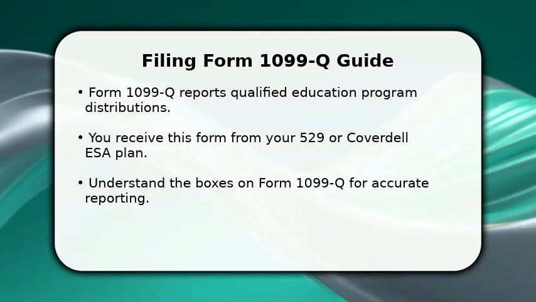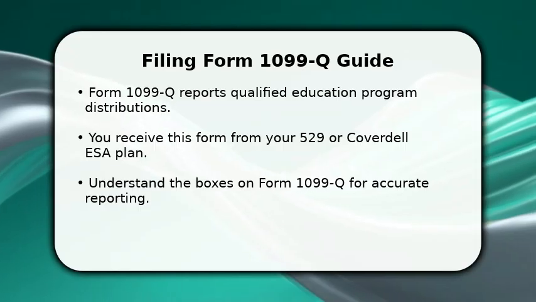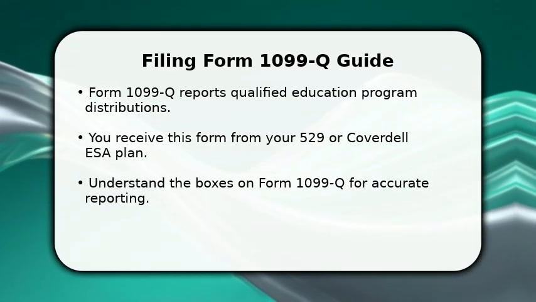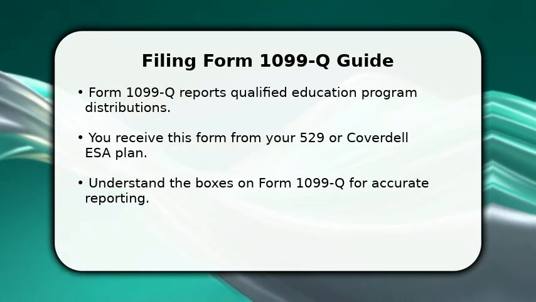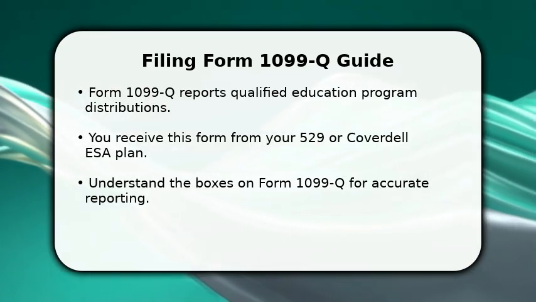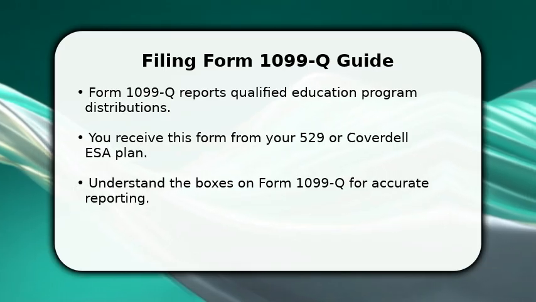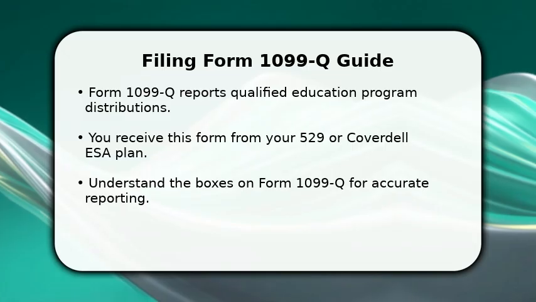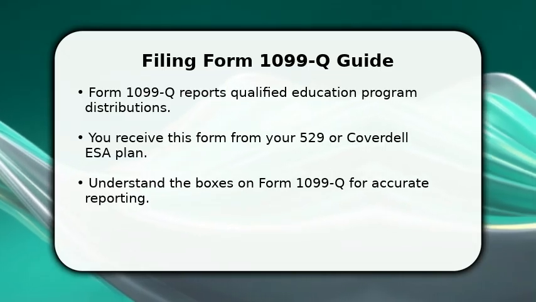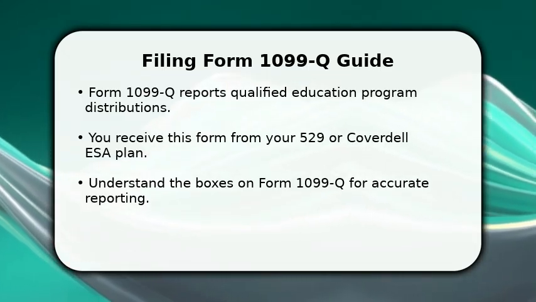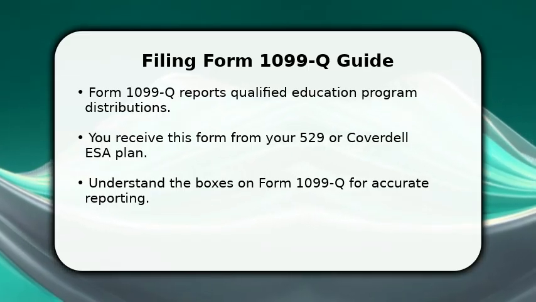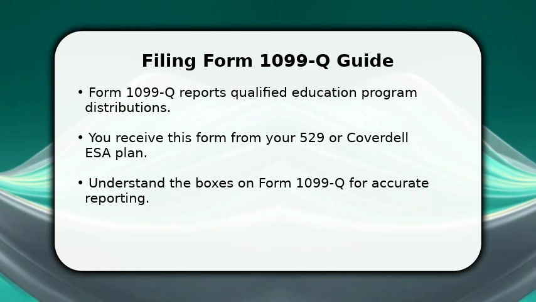In this video, I will explain how to file a Form 1099-Q. We'll walk through understanding this important tax document step by step. First, identify the payer's information and your account details on the form. Next, locate the gross distribution amount in Box 1. Then, find the earnings in Box 2 and the basis in Box 3. This information is crucial for determining the taxable portion of your education savings distributions.